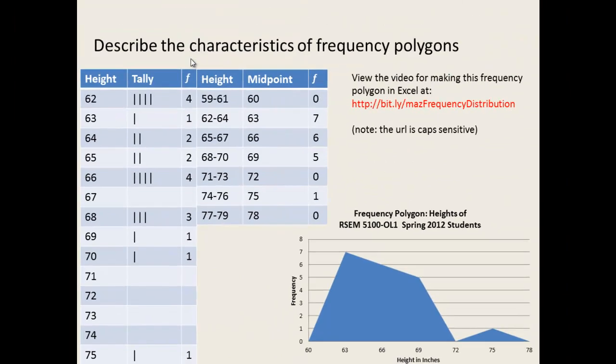Finally, the values that appear on the x-axis are the midpoints of the height classes. The midpoint of 59 through 61 is 60, thus 60 is the value shown on the chart. Likewise, the value 63 is the midpoint of the second class, and as such, is shown paired with a frequency count of 7.